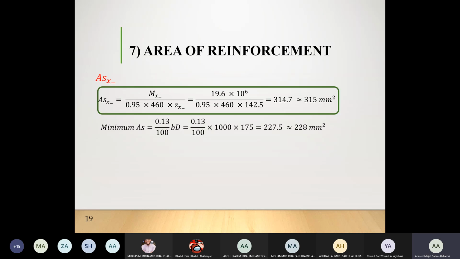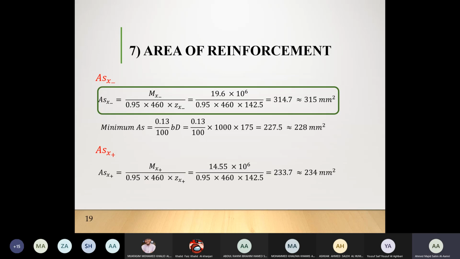So you can see that the one to be picked is 315, ASX negative. Positive, once again doing the same thing. Rather than using Mx negative, we are going to use Mx positive now. And you can see that the required area of reinforcement is 234. And then the minimum is 220. And once again, we are going to take the highest of the two. So the highest is going to be ASX positive.